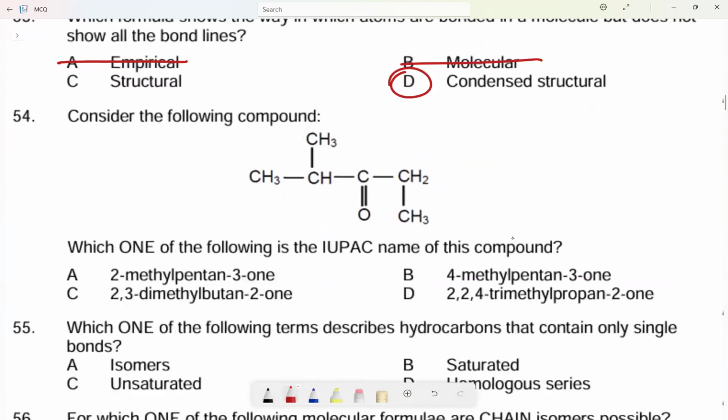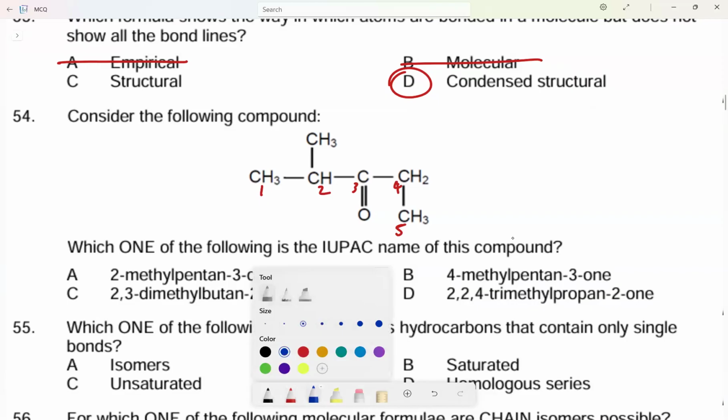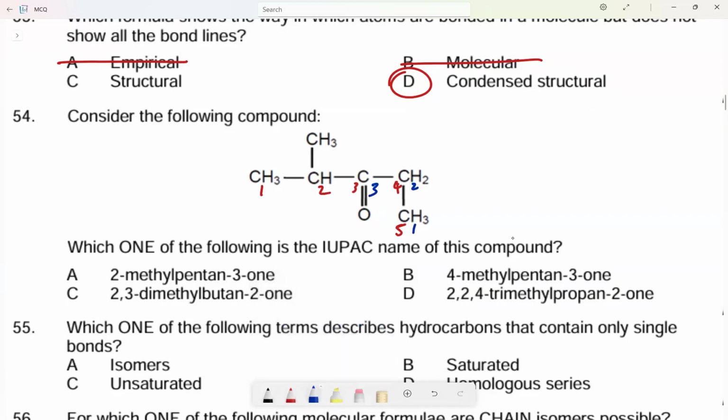Nice, right? Consider the following compound. Let's try to name this. I'll name starting from where my functional group gives me the lowest number. Here it is 1, 2, 3, 4, 5. When I start on this side, it's going to be 1, 2, 3, 4, 5. Okay, can you see now the functional group has the same number, right?